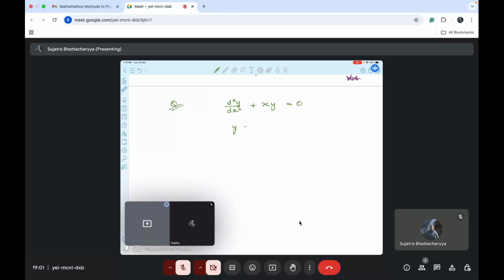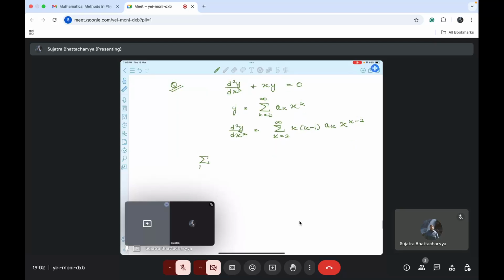The first step is y is equal to summation ak x to the power k, and you need the second order derivative, so directly go to that. It will be summation k into k minus 1, ak x to the power k minus 2, and of course the summation will be from 2 to infinity, while the y summation will be k is equal to 0 to infinity. Put this in the main equation. So you will get k is equal to 2 to infinity, k into k minus 1, ak x to the power k minus 2, plus x times the summation k is equal to 0 to infinity, ak x to the power k, which is equal to 0.